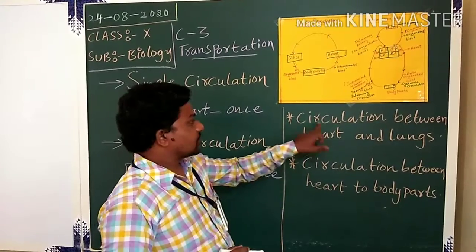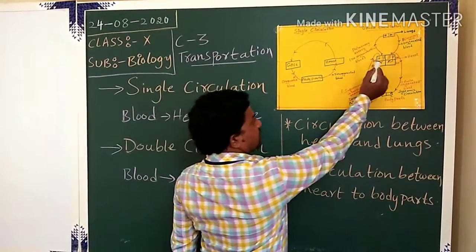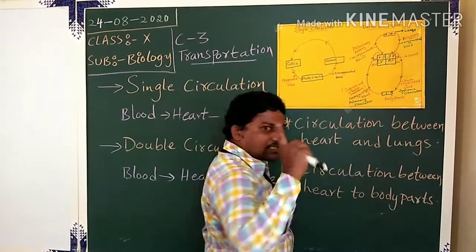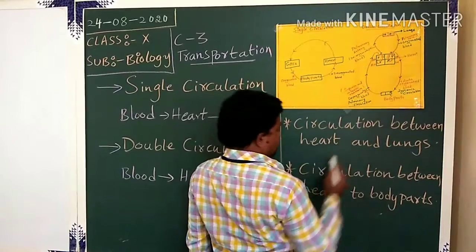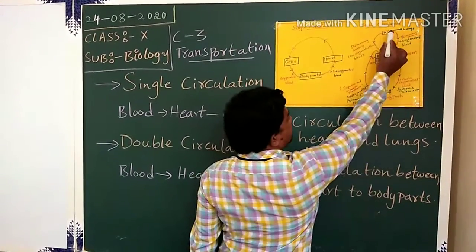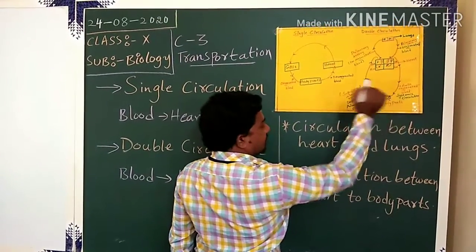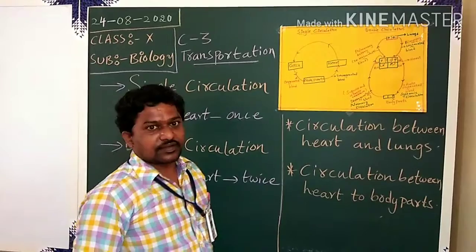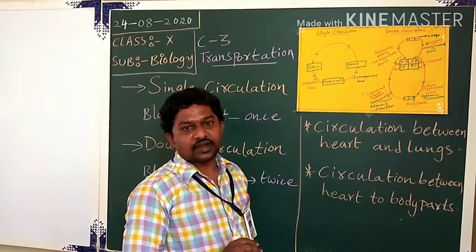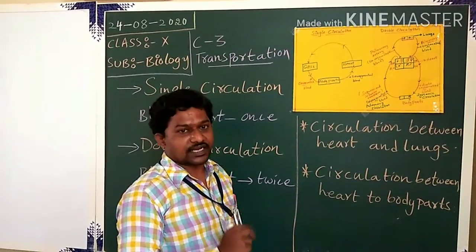See here, circulation between heart and lungs is one circulation, and circulation between heart and body parts is another circulation. That means 2 circulations are completed by the heart. That's why we call it double circulation.